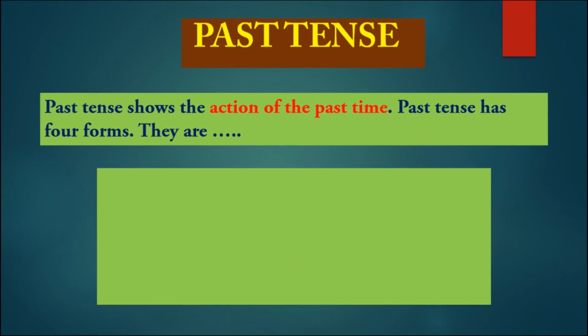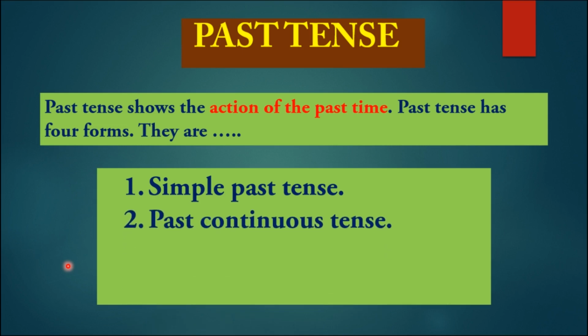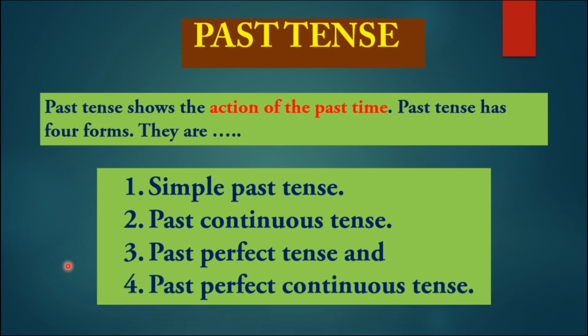Today we are going to learn past tense. Past tense shows the action of the past time. Past tense has four forms. Number 1, simple past tense. Number 2, past continuous tense, past perfect tense, and past perfect continuous tense.